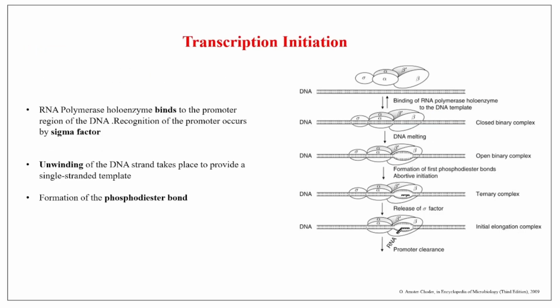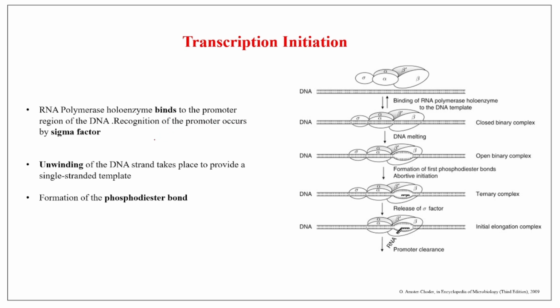So the first event in transcription is the initiation of transcription. How is transcription initiated? If you read it like a story, it would be very easy for you to understand. This is your DNA template. The things that I have written in bold are the important points. See, this is your RNA polymerase. So the RNA polymerase holoenzyme, that means the sigma factor is also there, binds to the promoter region of the DNA.